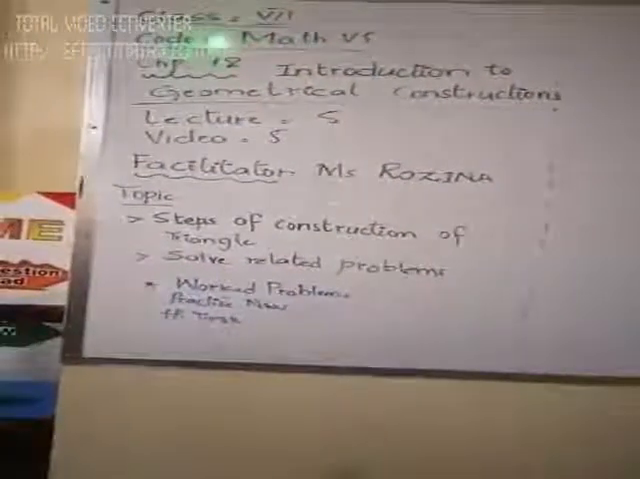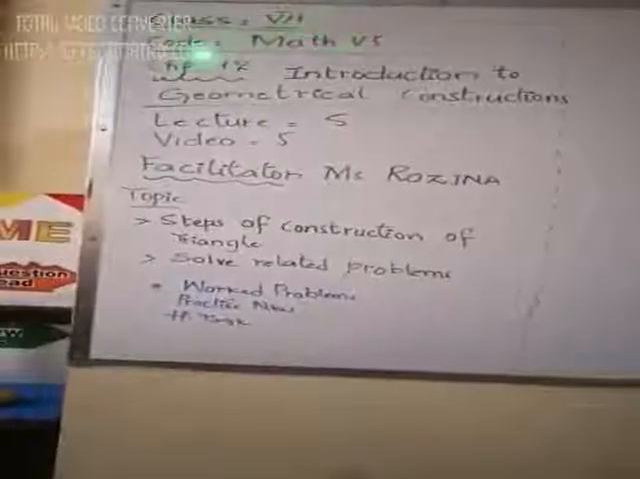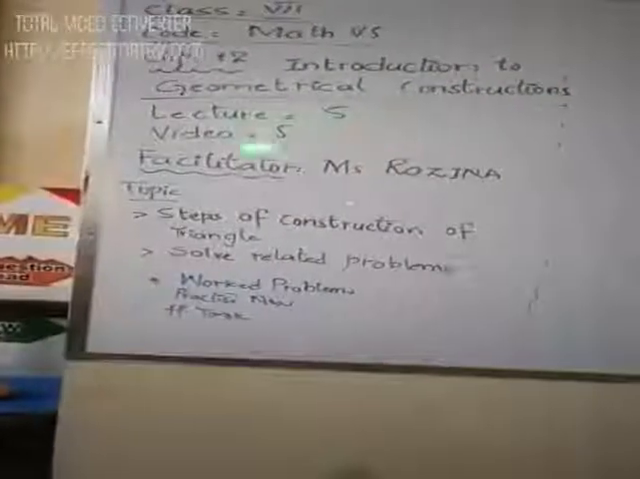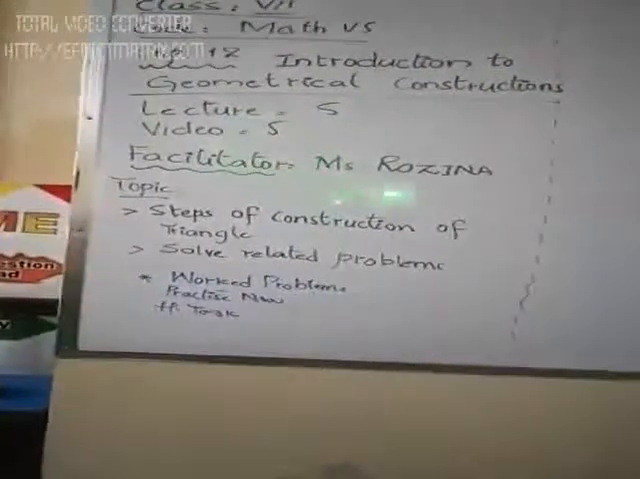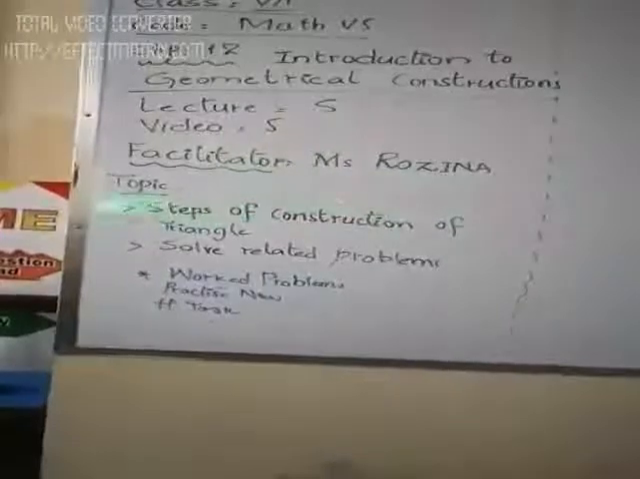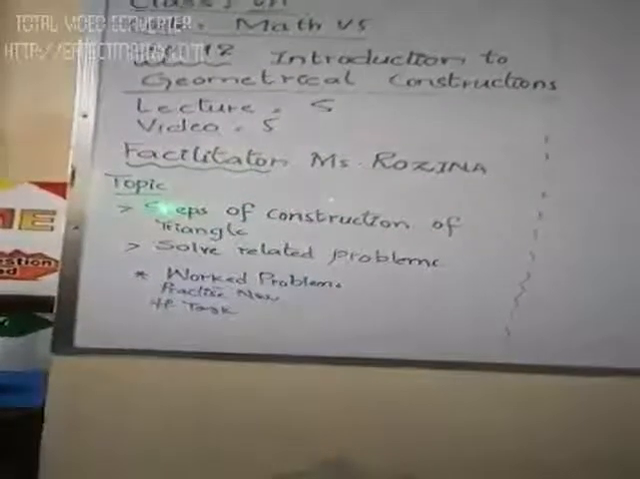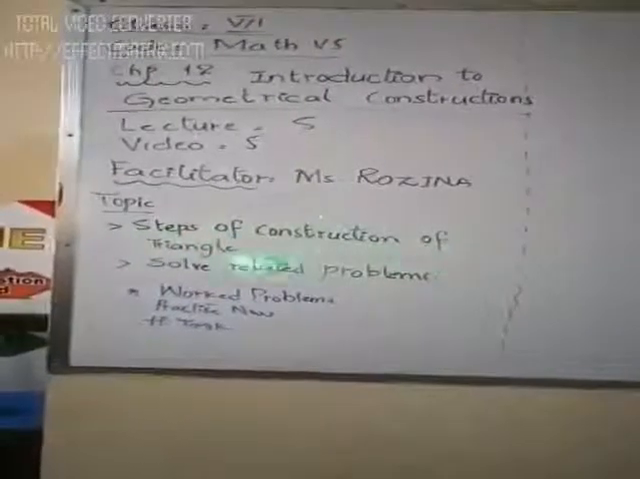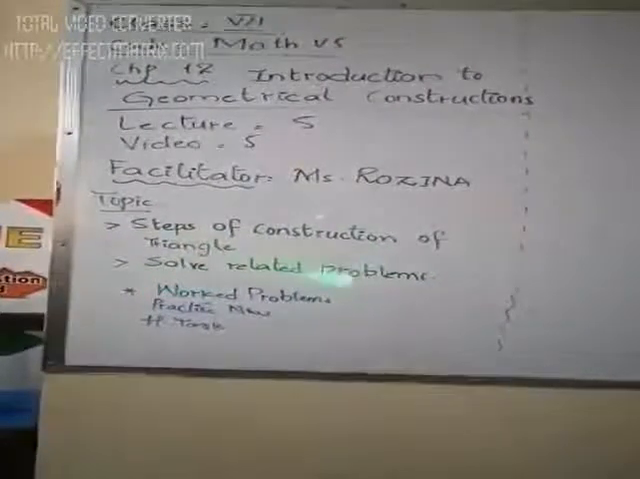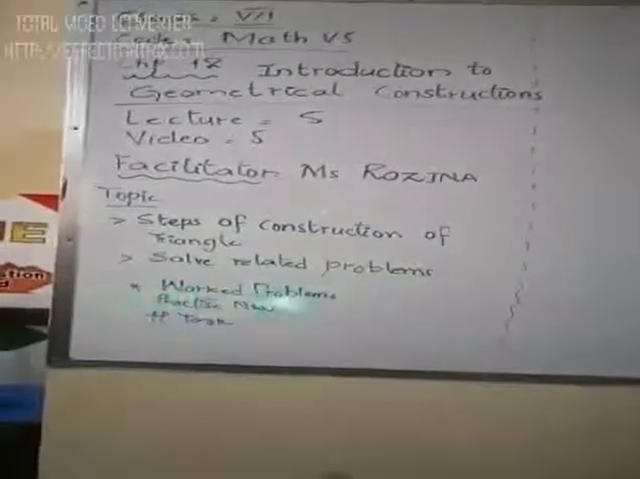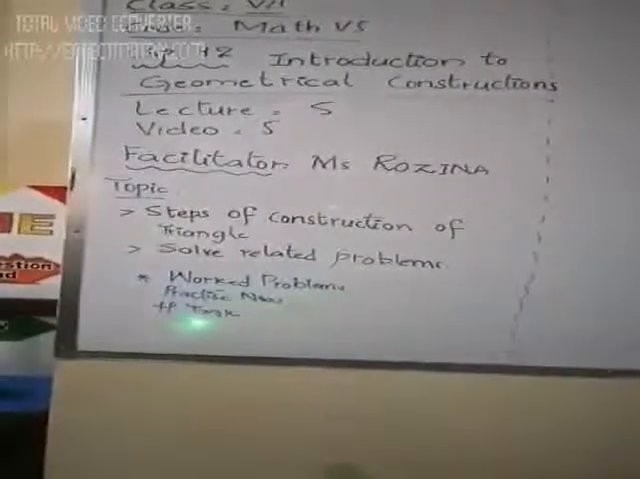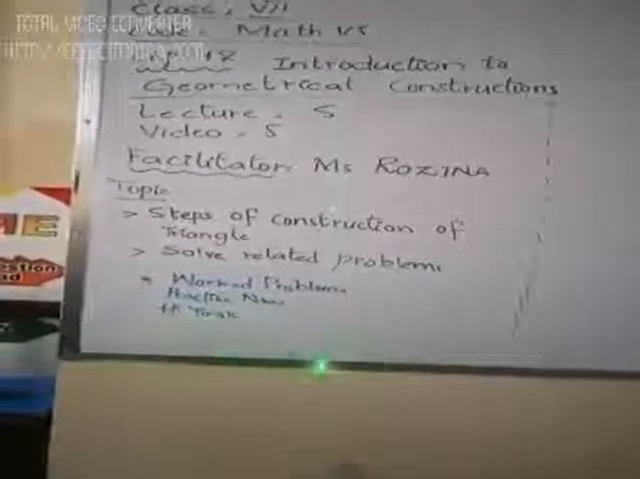Dear students, today I come up with the topic of class 7, Code Maths V5, Chapter 12, Introduction to Geometrical Constructions. This is Lecture 5, Video 5 and the facilitator is me, Ms. Susina. Today we are going to cover the steps of construction of a triangle, solve related problems, do work problems and discuss them, practice, and I will give you home tasks as well.